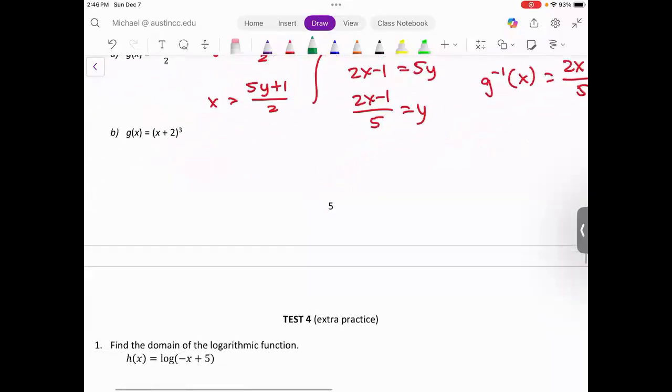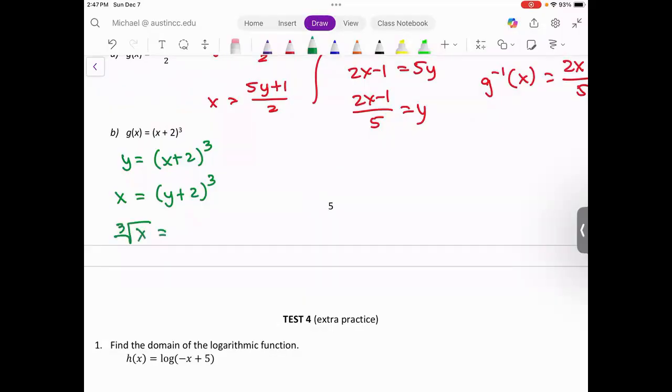Now let's do the same thing for g of x equals x plus 2 cubed. So again, we're going to call that y equals x plus 2 cubed. And then we'll flip our variables. So we'll have x equals y plus 2 cubed. Now there's two things we can do to get rid of that cube. We either take the cube root of each side, or we raise each side to the 1/3 power. So we'll just do the cube root instead.